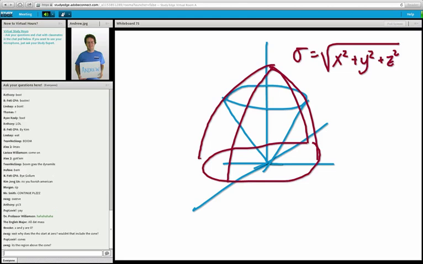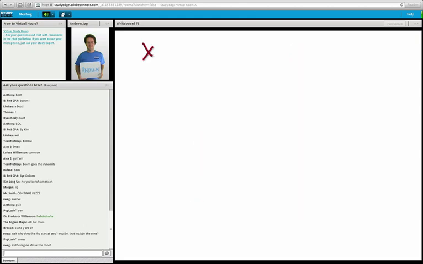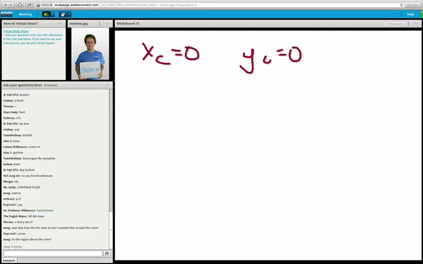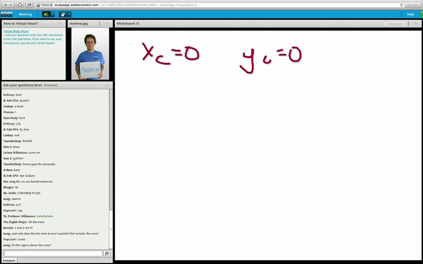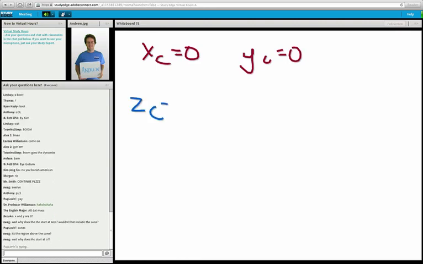Cool? So, because the density function and the region we're integrating over are symmetric over the x and y axes, the x coordinate of the center of mass is 0, and the y coordinate of the center of mass is 0. So I don't need to waste my time setting up those integrals. However, the z coordinate I do need to set up, so I need to start with 1 over mass.